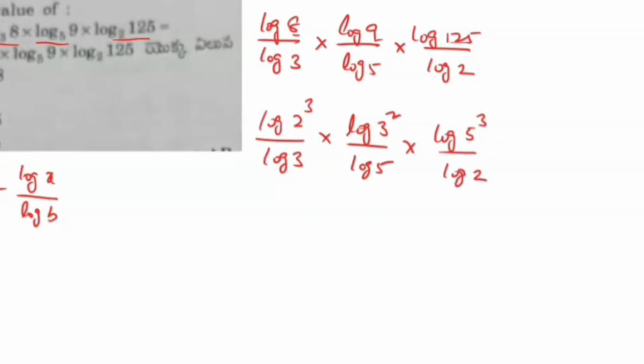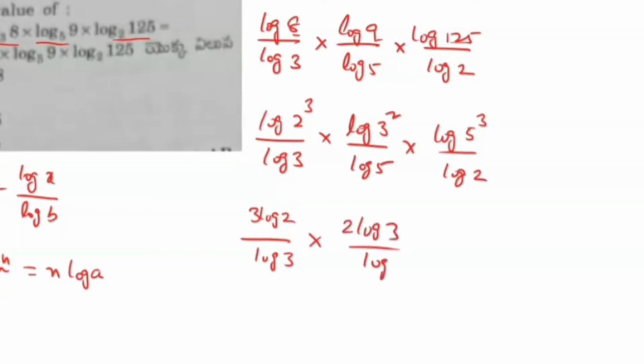Now you have one more formula to use here. For anything to the power n, log a power n can be written as n into log a. So using this formula, we can write the first term as 3 log 2 by log 3, into 3 square is there, so 2 log 3 by log 5, multiplied with 3 into log 5 by log 2.